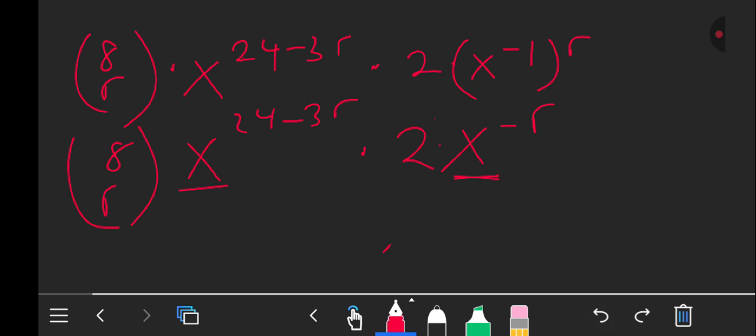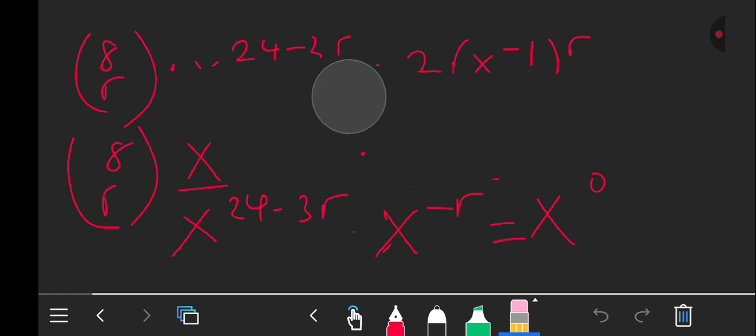So what I'm going to have is x raised to the power 24 minus 3r multiplied by x raised to the power negative r being equal to x to the power 0. Let me get rid of the top part there.